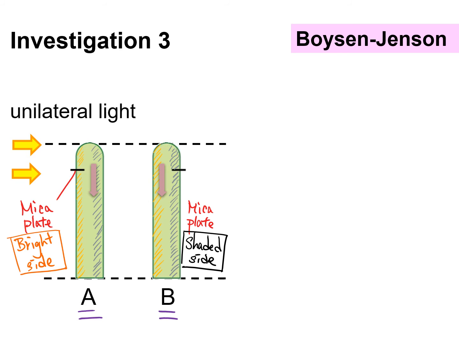So use your common sense. You should know that the chemical should be able to diffuse down the side without any insertion of mica plate. So this is how the chemicals should diffuse down.